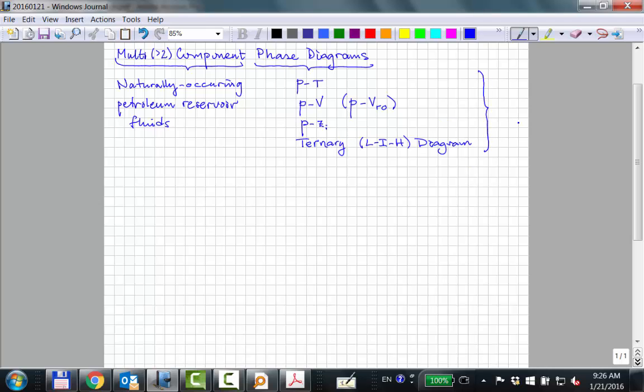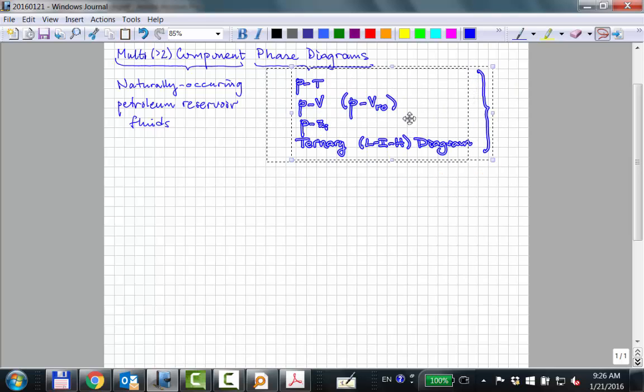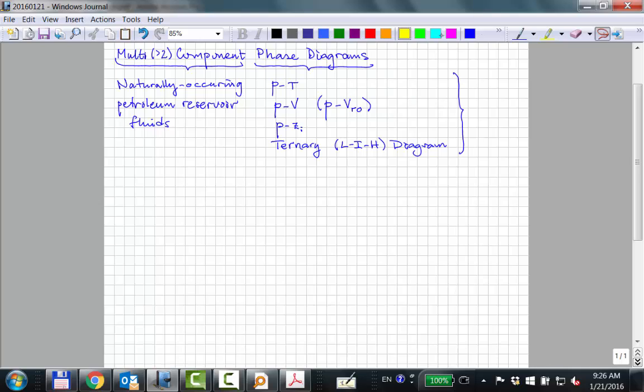And for all of these, the purpose of the phase diagram is primarily orientation. I'm just going to give myself a little more room here. Its orientation. About what?